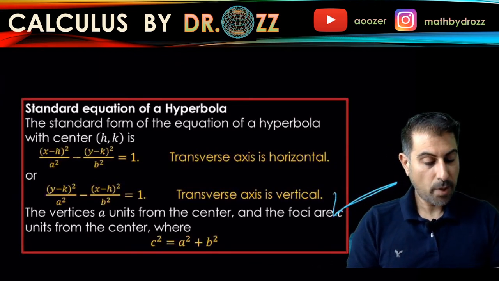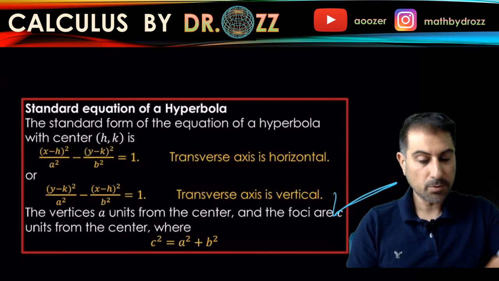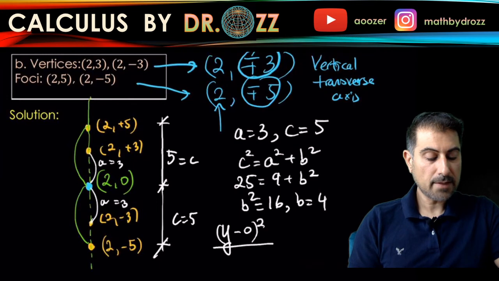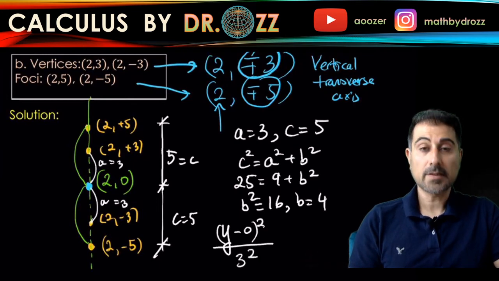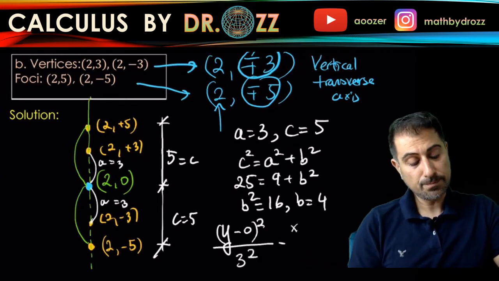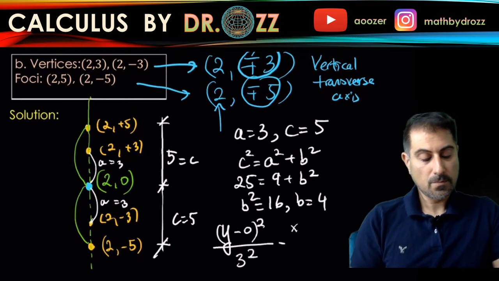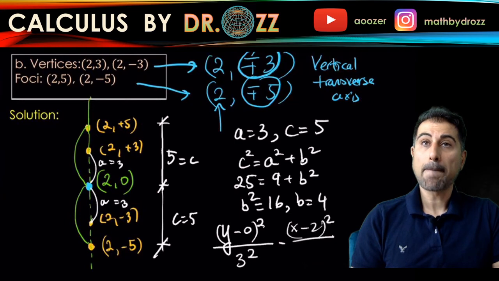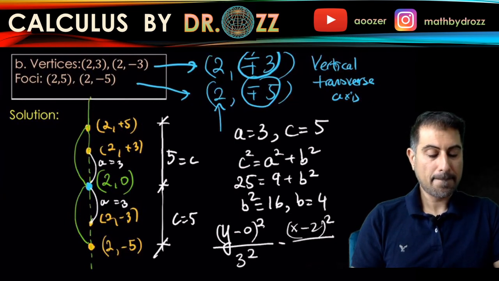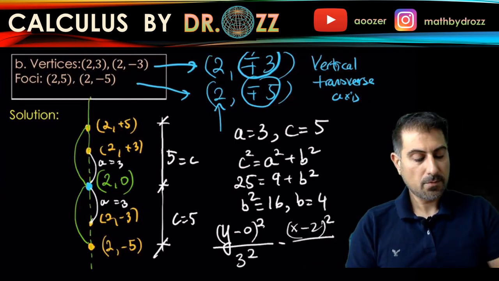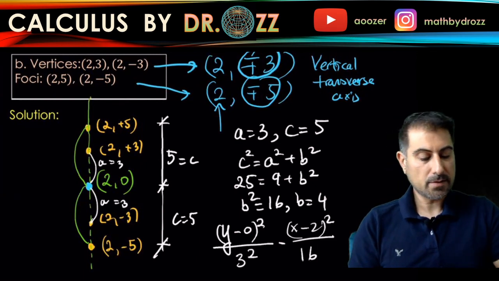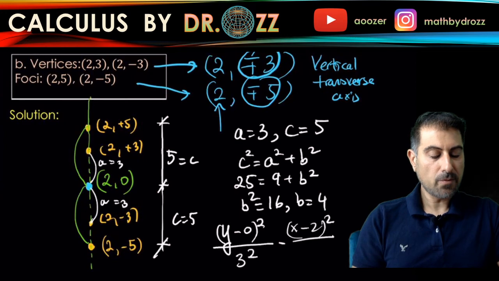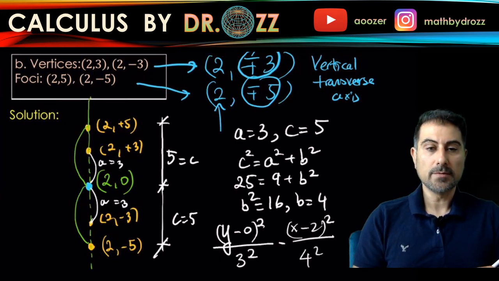And a squared is 9, so 3 squared, in other words, minus (x minus h) squared. The x coordinate of the center is 2. And this should go with b squared. Maybe let's write it as 4 squared, just to be clear. And then I have 1 here, that's equal to 1.